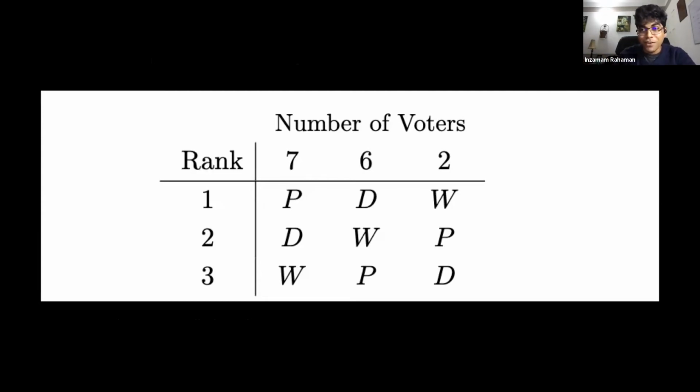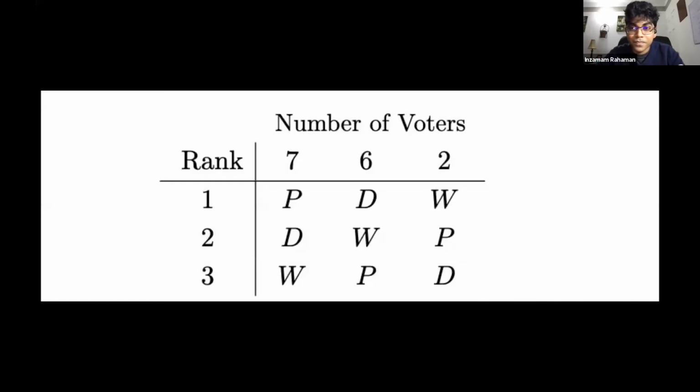So here's a bit of a question, right? If we tally these votes, here you have 7 voters with the profile PDW, 6 with the profile DWP, and two with the profile WPD, right? If we just follow our regular voting approach that we use today here in Trinidad, here's a question: who is the winner of this election? Anyone guess? It'll be P, right?